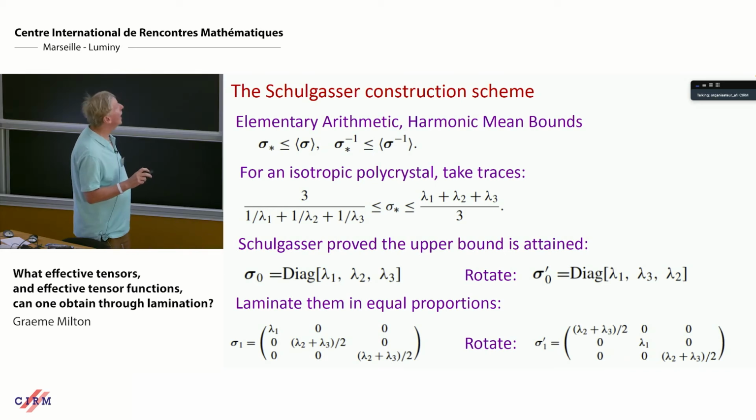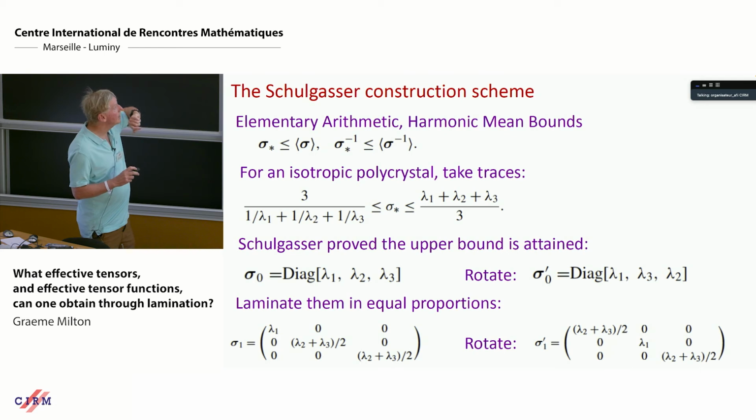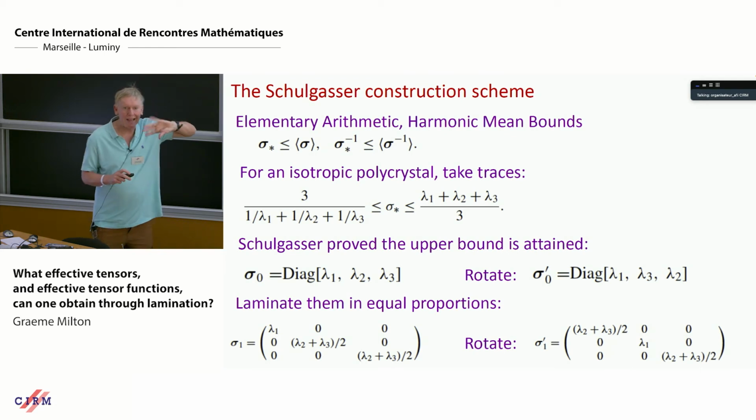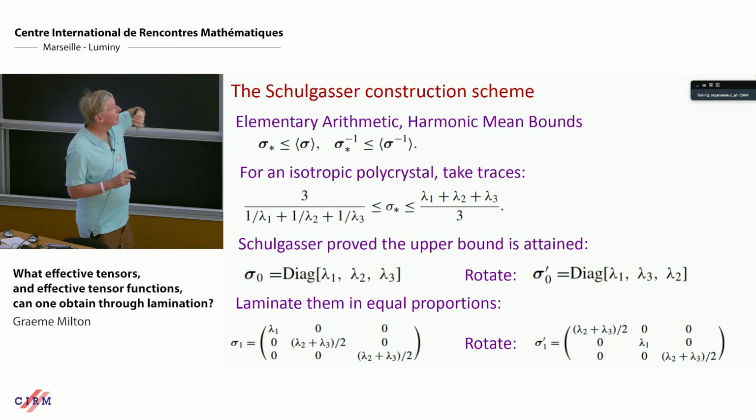So the question is whether you can realize that upper bound. In particular, that upper bound implies that if you've got some isotropic polycrystals, so you've got grains at different orientations, but macroscopically it's isotropic, then the effective conductivity, which is now a scalar because you have the same conductivity in all directions, is nothing else but an arithmetic mean of the eigenvalues of the conductivity tensor.